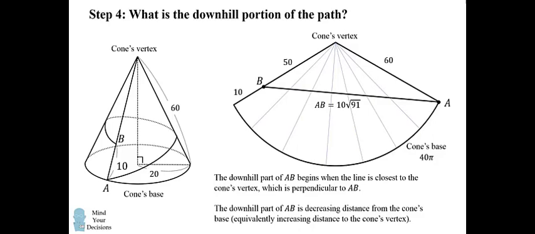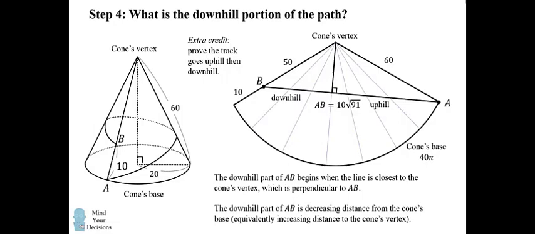Furthermore, the downhill part of AB begins when the line is closest to the cone's vertex, and that'll be perpendicular to AB. So this will be the point at which the track goes from going uphill to going downhill. Now, we are already given that the track goes from uphill to downhill, and I use that information to then say, we'll look for the perpendicular, and this has to be the point.